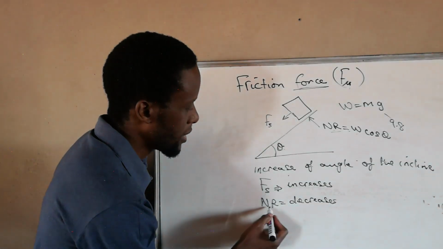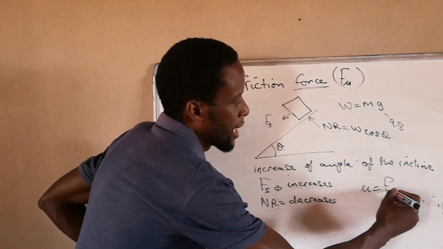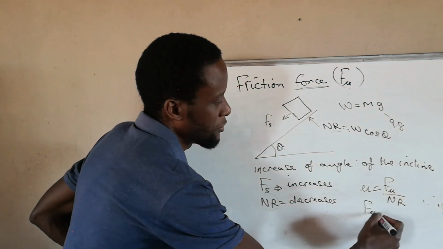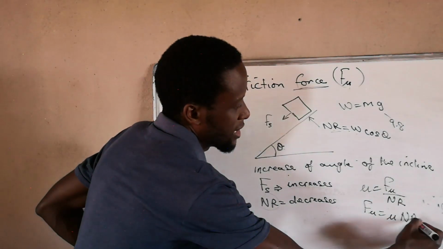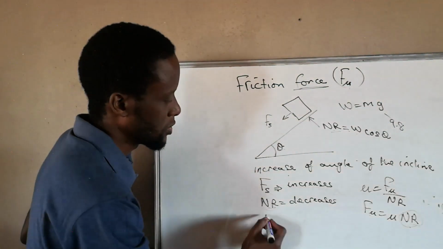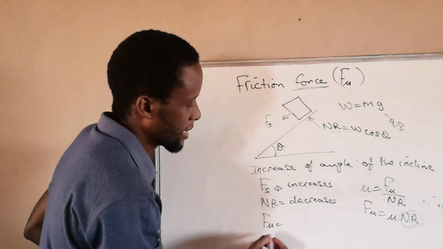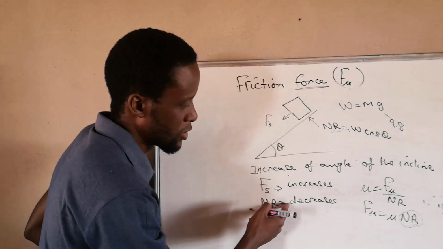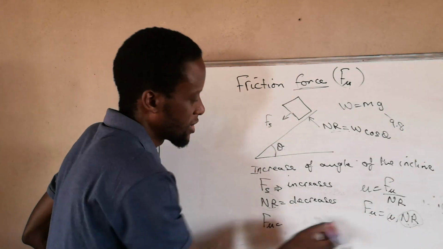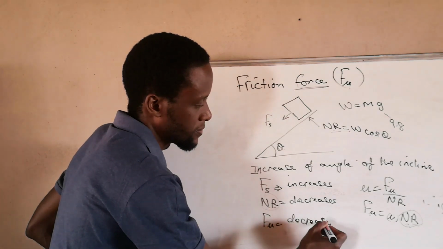So now if the normal reaction decreases, what happens to the friction force? Friction force, from what we have, is the coefficient of friction times the normal reaction. So if we are calculating for the friction force, it's the coefficient times the normal reaction. Now, if the normal reaction decreases, therefore our friction force is going to decrease as well. So we can say when we increase our angle of the incline, the sliding force increases, the normal reaction decreases. And if the normal reaction decreases, still the same surface, the friction force is also going to decrease.